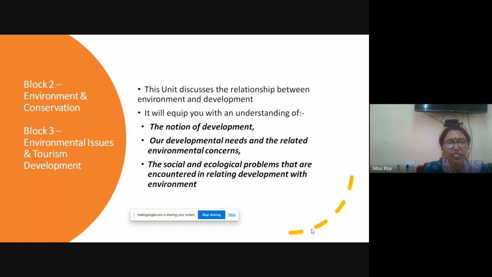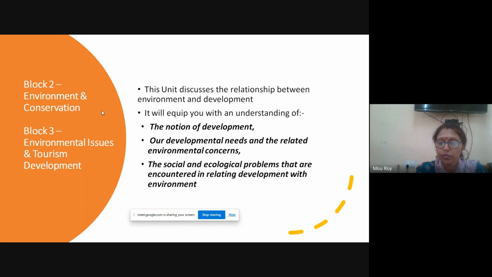A very good morning. Today I'm going to discuss Block 2 and Block 3. Block 2 is about environment and conservation, and Block 3 is about environmental issues and tourism development. So basically, Block 2 in this unit will discuss the relationship between environment and development, and it will help with an understanding of the meaning of development, what the concept is, how developmental needs are related to the environmental concerns, as well as the social and ecological problems that are encountered in relating development with environment.